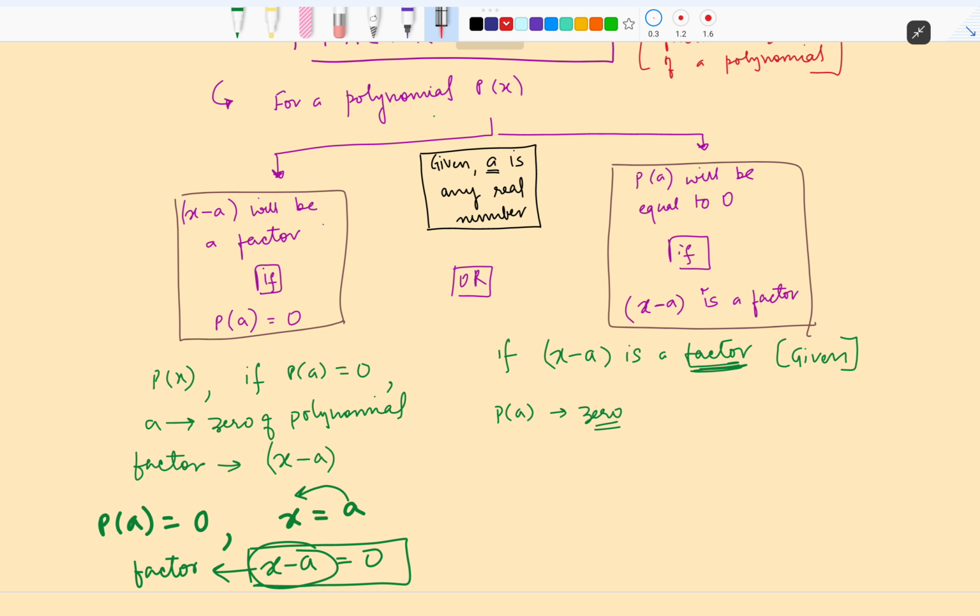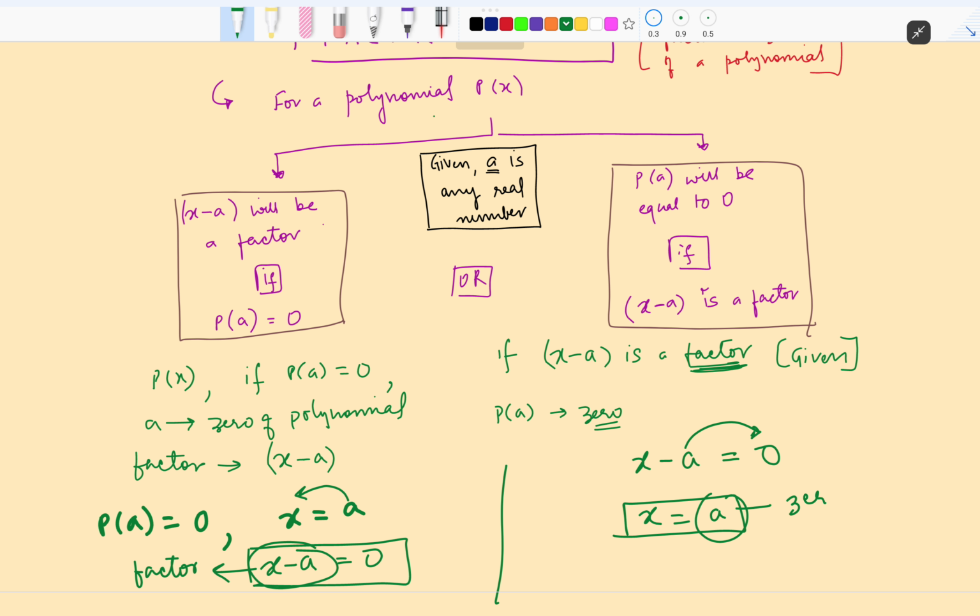OK, and the second scenario says: for a polynomial p of x, if x minus a is a factor which is given, then you can find out the zero of the polynomial, because you know then the zero of the polynomial will be a. p of a will be equal to 0. Alright, how did they find this here? They say x minus a is a factor of the polynomial, so to find the zero you simply equate the factor with 0. So x will be equal to, minus a will go here and become positive a, x will be equal to a, and this a will be nothing but the zero of the polynomial p of x.